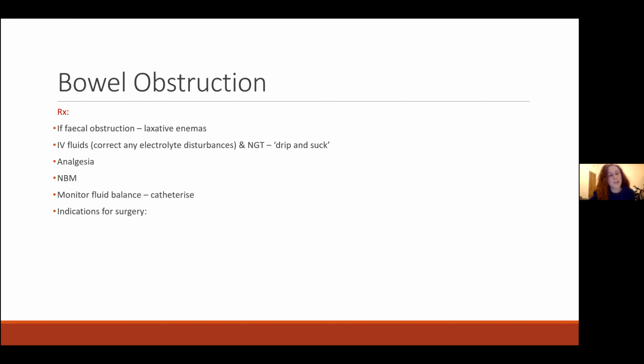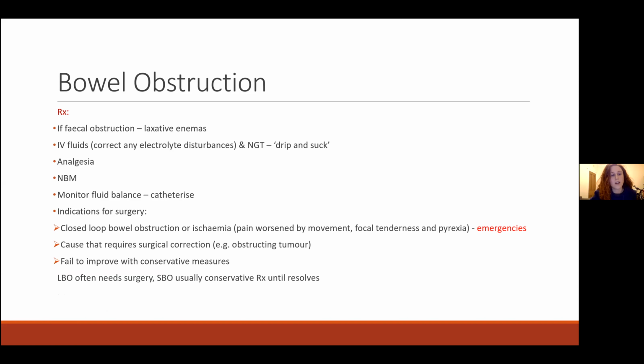So indications for surgery. A closed loop bowel obstruction or ischemia, these are both emergencies. Closed loop bowel is basically when 2 parts of the bowel are obstructed and therefore there's no outlet on the proximal or distal end. This means that there's progressive fluid accumulation within that section that's closed off. So it can therefore lead to perforation. Other indications for surgery are just general causes that need surgical correction, such as a tumour, and if they're failing to improve with conservative measures.